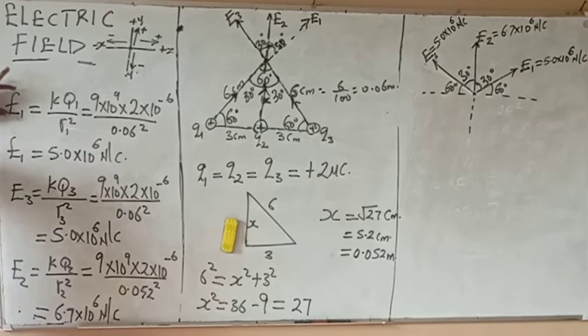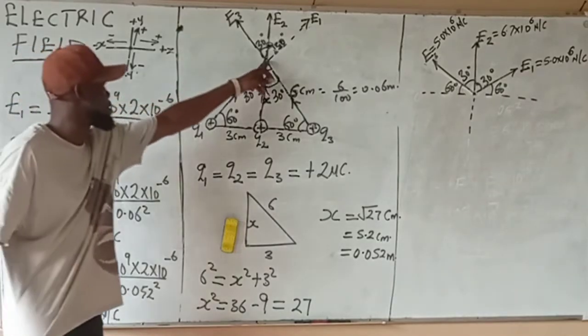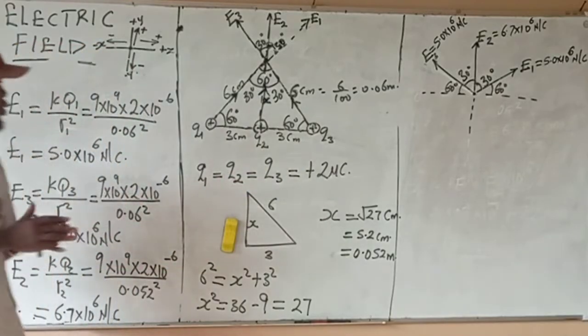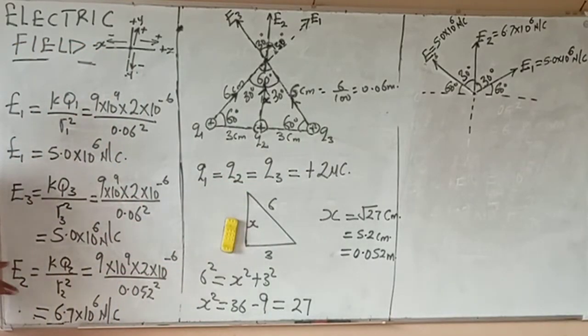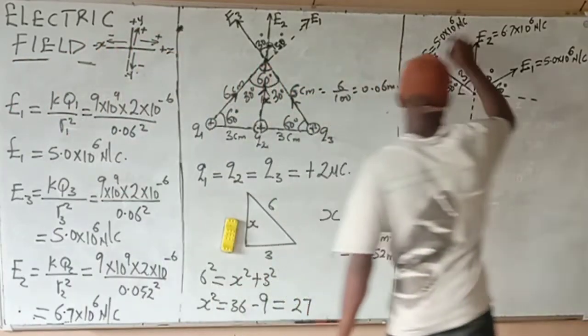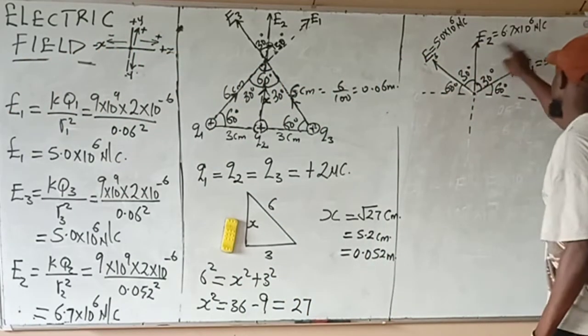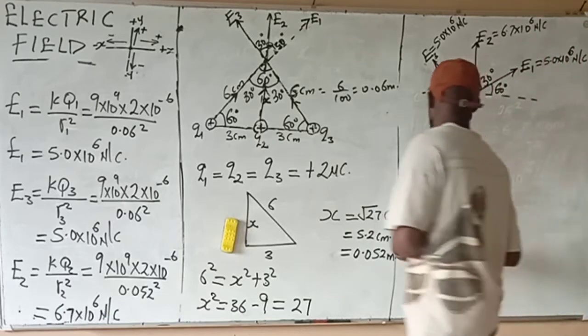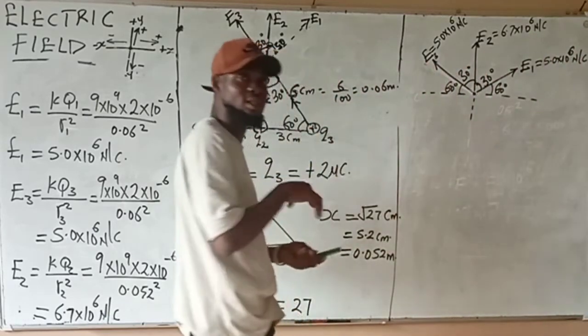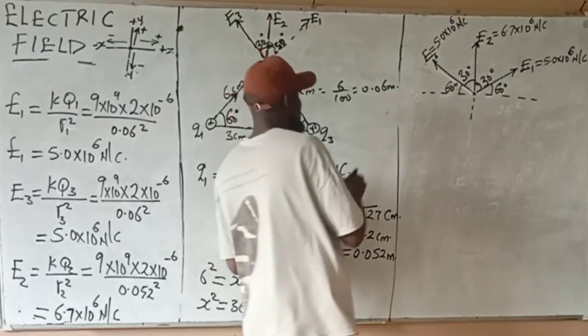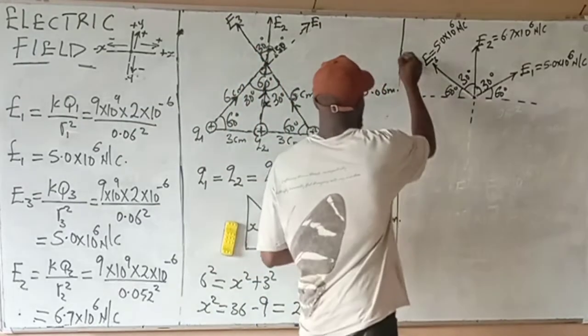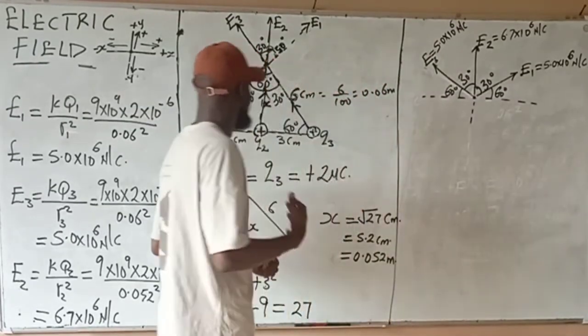Both, I already told you, E1 and E3 will be the same, since their distance from this point and the two charges are equal. So we already know our E2, E1, E3 now. So we're going to plug them into this place. Our E3 is this, E1 is this, E2 is this. So the last thing we're going to do here now is resolution of forces, resolution of vectors. I'm just using forces because the force is a vector.